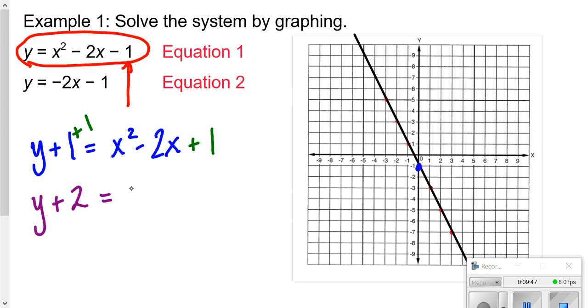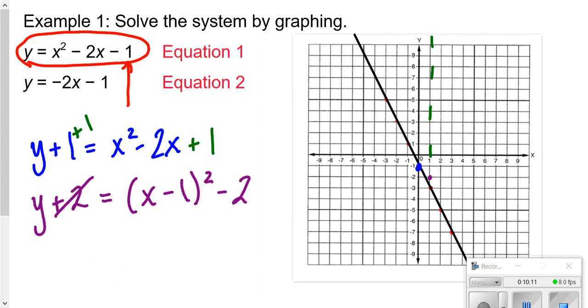This part will factor. That's what completing the square does for us. And then I can move that 2 over. And I know that my parabola has a vertex of (1, -2). So over 1 and down 2. So that has to be where the line of symmetry for the parabola would be, right down here.